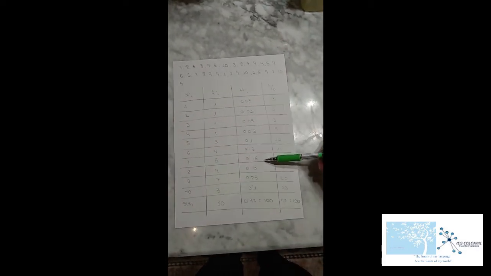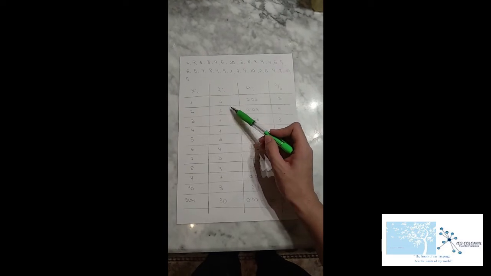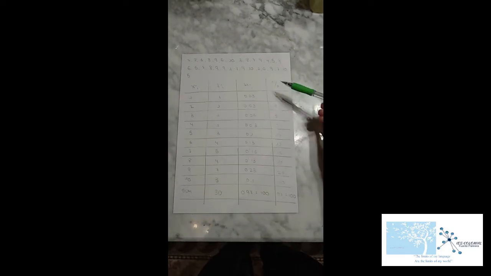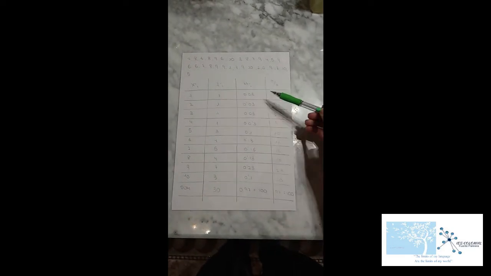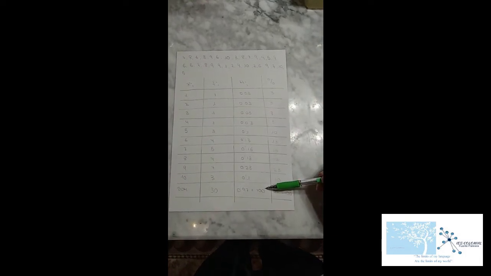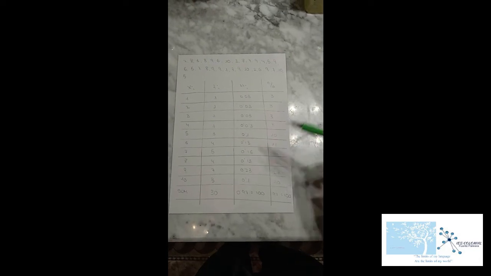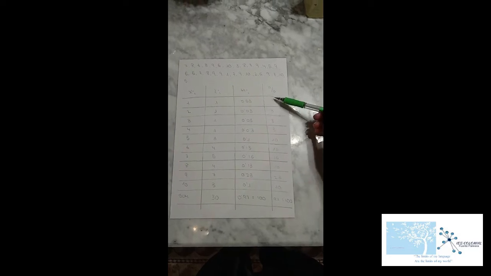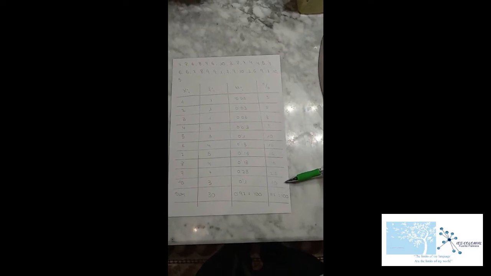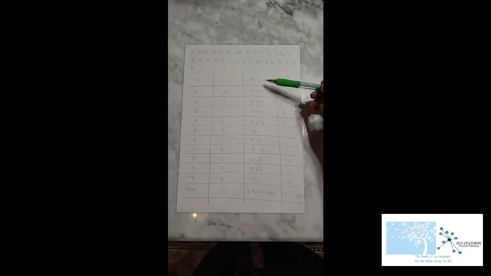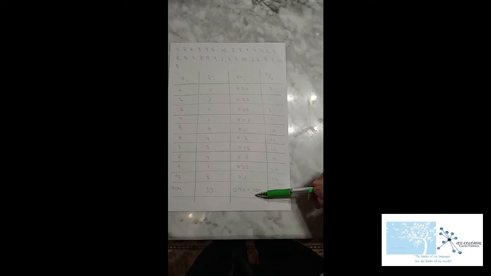Then in this column you just need to divide this value into 30. That is the total. To finish, you need to multiply this value by 100. So this is going to give you the percentage, and if you add all of them, it will give you 100. If you do the same with these values, it's going to give you 100 too.